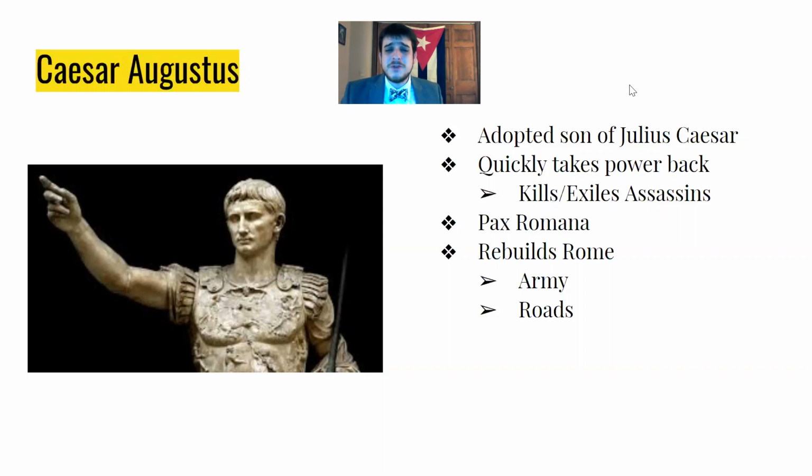On top of that, he's going to rebuild Rome. Rome is going to be very damaged after the assassination of Julius Caesar. So what he's going to do is he's going to strengthen their armies. He's going to create a road system throughout ancient Rome, and he's just trying to build Rome up and create this massive empire.